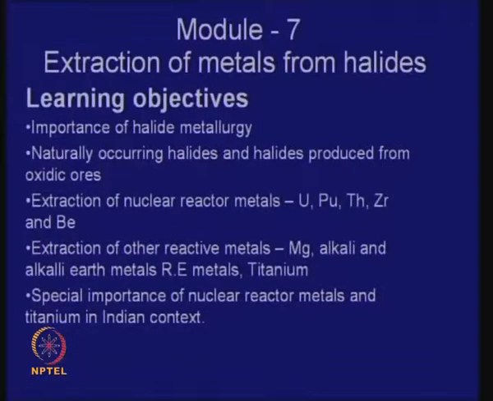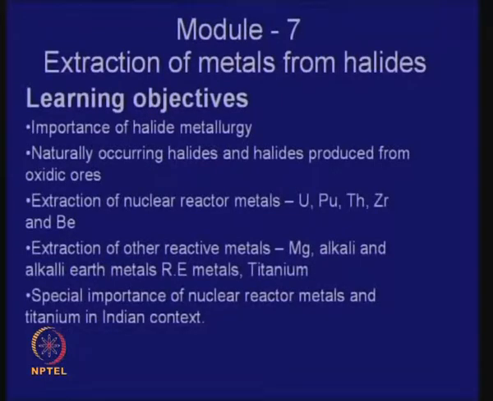I make the distinction once again between naturally occurring halides as a starting point, as it is for magnesium and sodium, and halides produced from oxidic ores. We will see many examples of that. Then extraction of nuclear reactor metals I would like to discuss separately. These are uranium, plutonium, thorium, zirconium and beryllium.